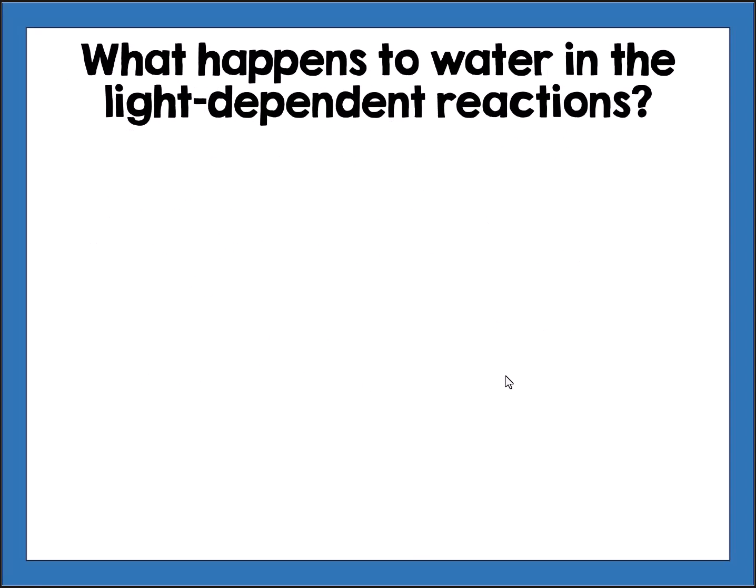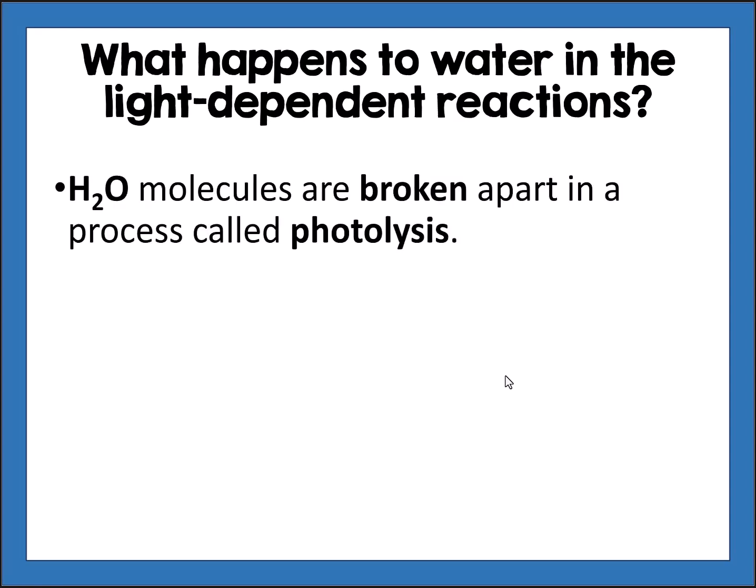In the light-dependent reactions, there's also water that's being brought in. We talked about water being an input, but what exactly is happening to that water? Water, of course, its molecular formula is H2O. So water molecules are being broken apart in this light-dependent reaction in a process called photolysis. This is where your prefixes and suffixes really come in handy. Photo, again, means light. Lysis means to break apart. So we are breaking apart these water molecules using light.